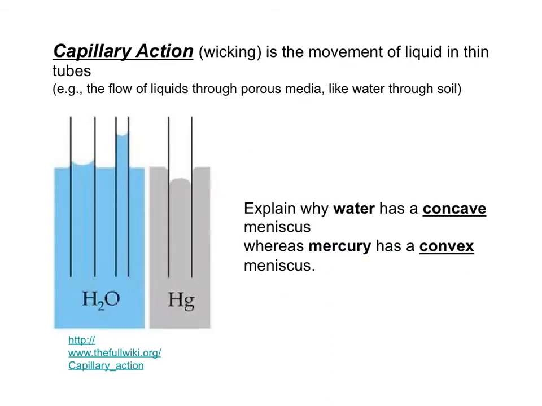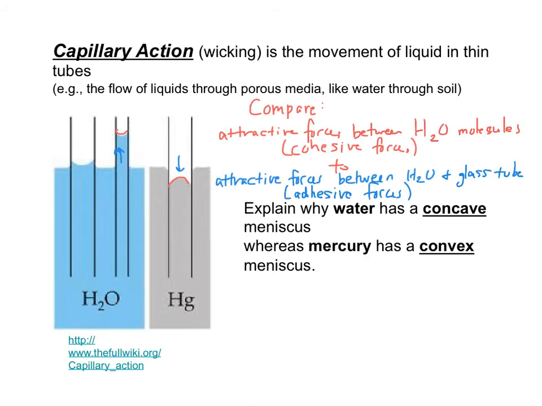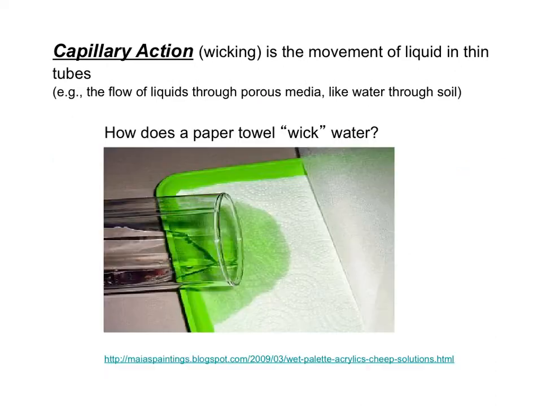Capillary action is the movement of liquid in thin tubes. Stop the video and explain why water creeps up the tube and has a concave meniscus, whereas mercury creeps down the tube and has a convex meniscus. And here is the answer. Water is more attracted to the glass than it is to itself, and creeps up the glass. Mercury is more attracted to itself than it is to the glass. That's why you see the convex meniscus.